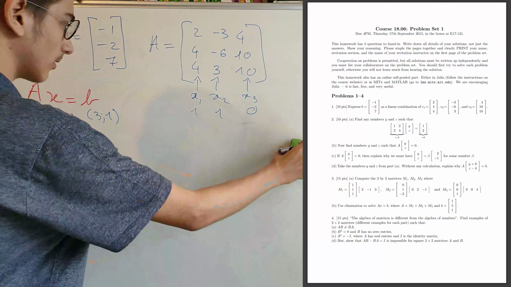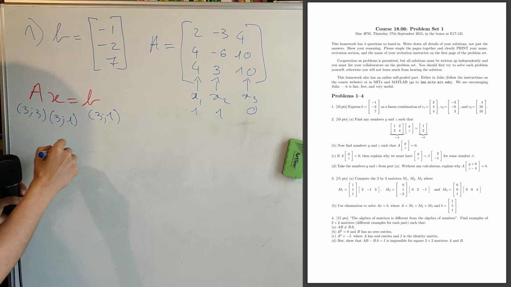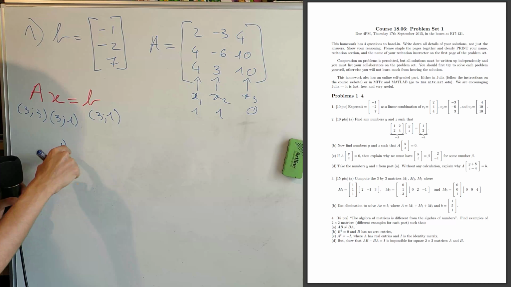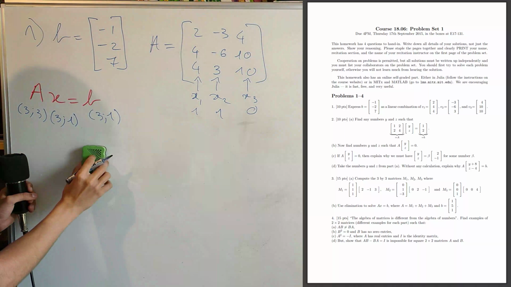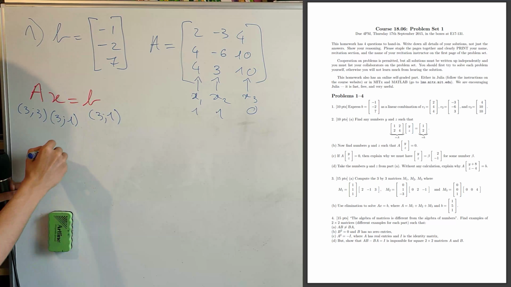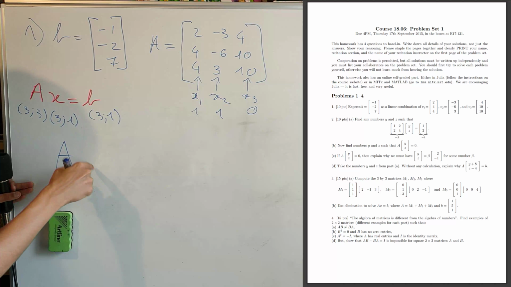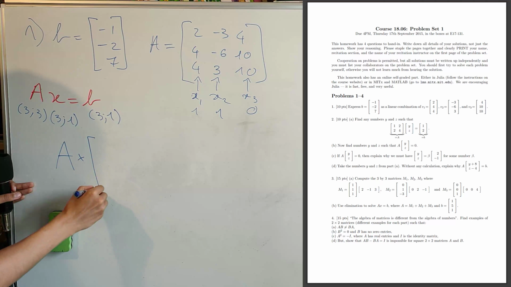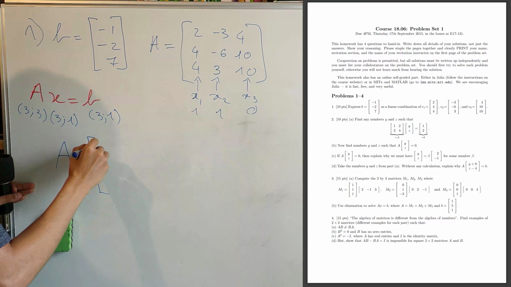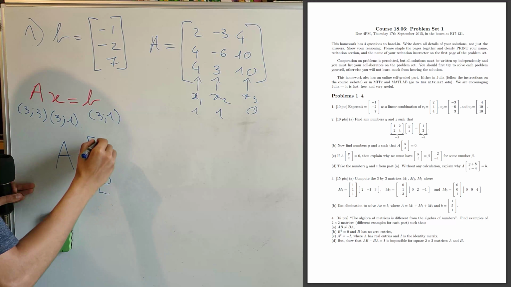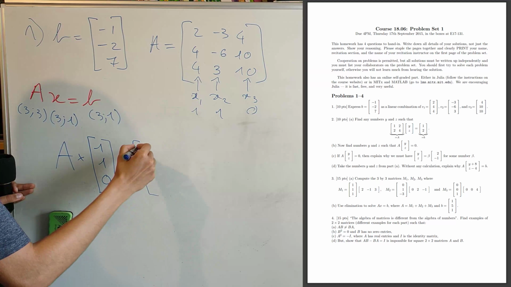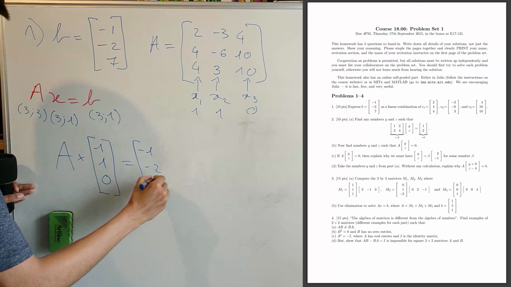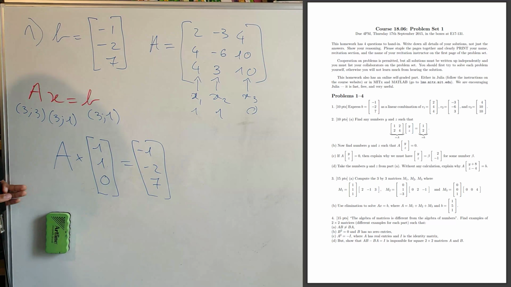So the answer to the first question is A times 1, 1, 0 equals minus 1, minus 2, 7. That's the answer to the first question.